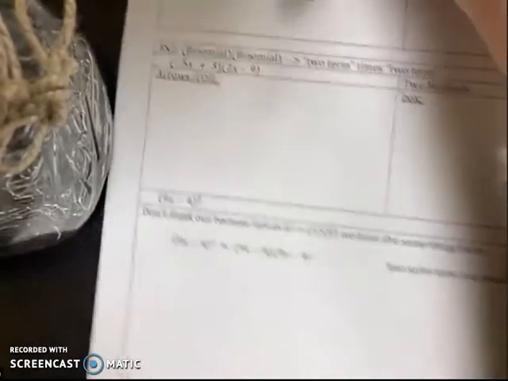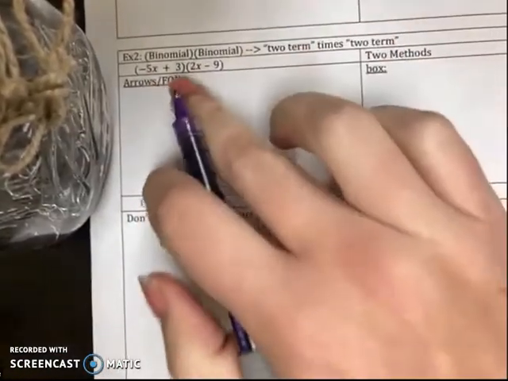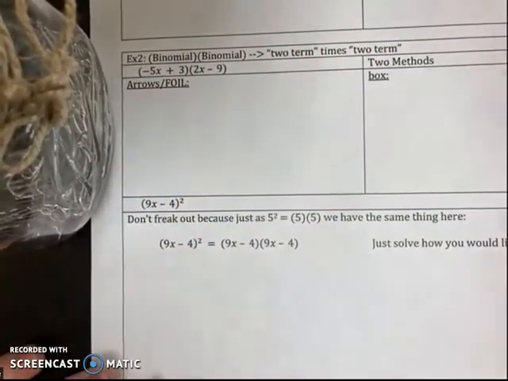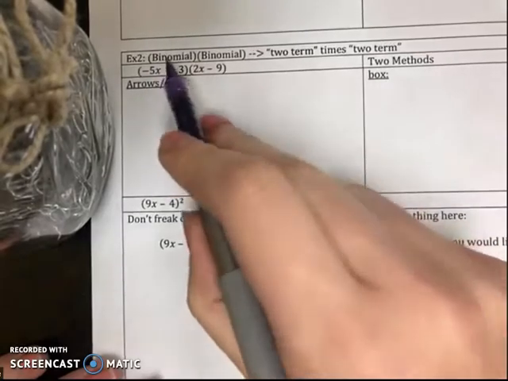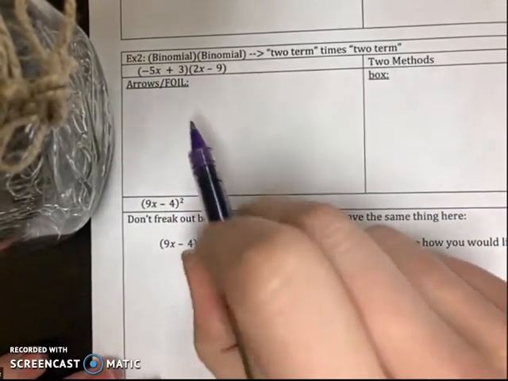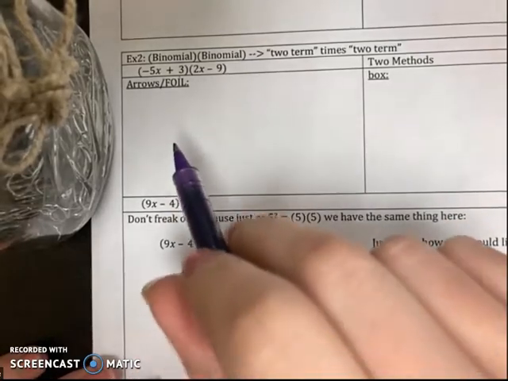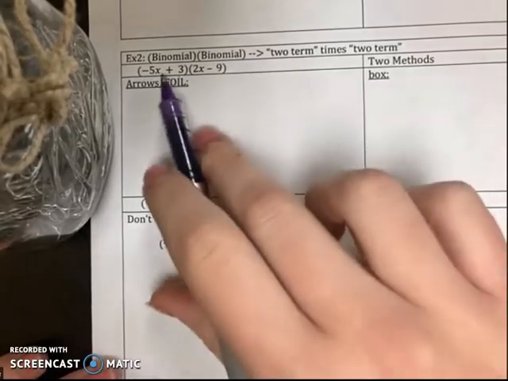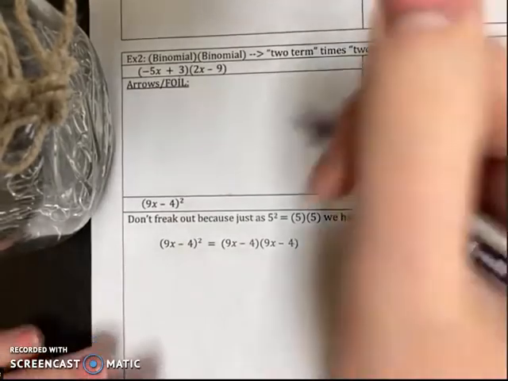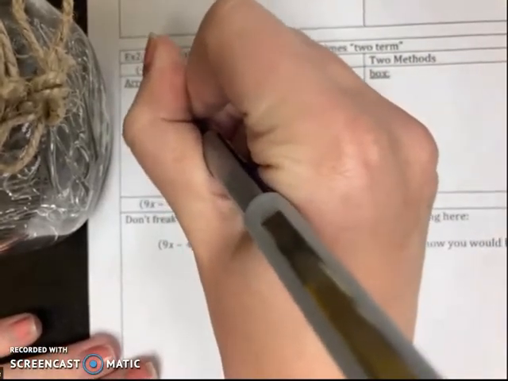Example 2, we now see a binomial times a binomial. If we were using the table from our notes from yesterday, something that has two terms is a binomial. So we have two terms times two terms. What you'd want to do here is just FOIL. We've been doing this all along. It's not really anything new.